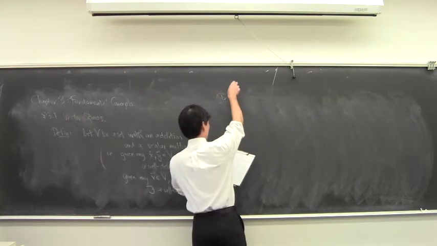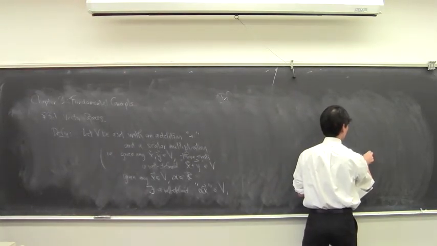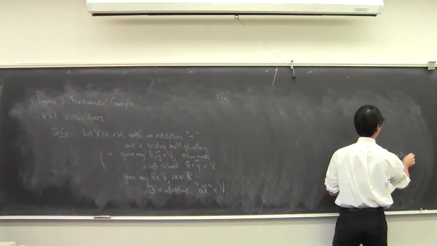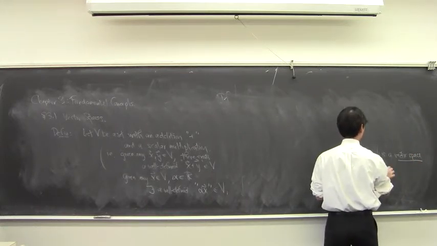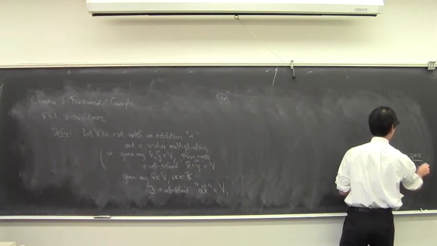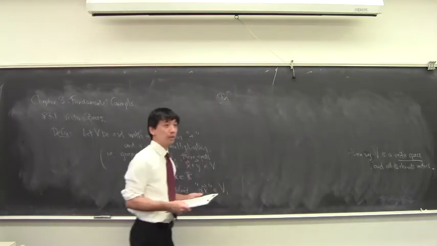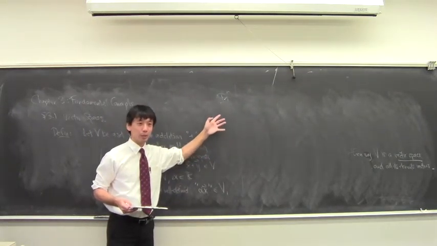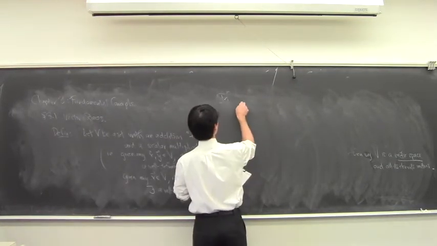If blah blah blah, then we say V is a vector space, and call its elements vectors. So, this blah blah blah is basically things that the addition and the scalar multiplication ought to satisfy. Okay. So here they are.